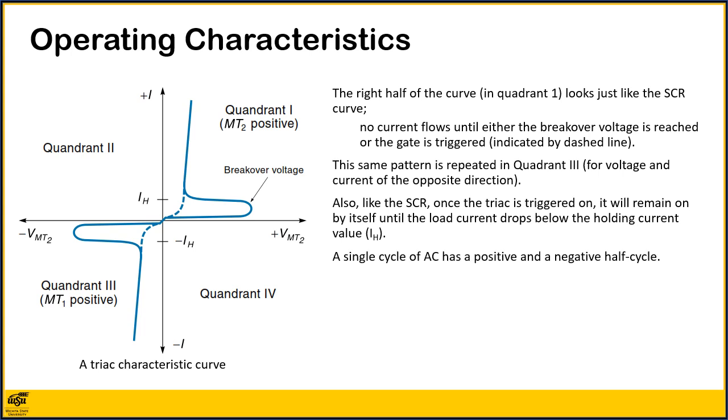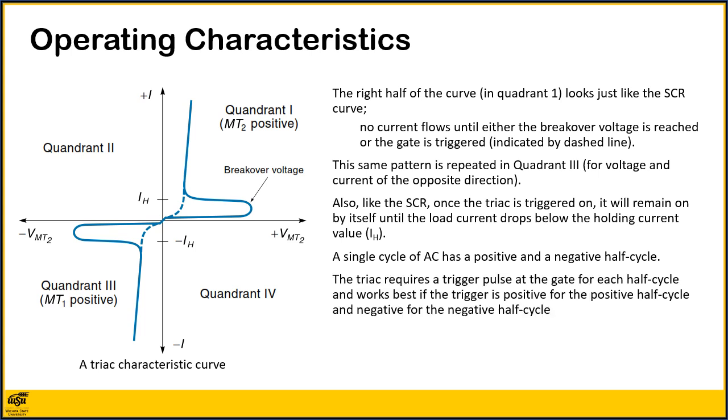A single cycle of AC has a positive and a negative half cycle. The TRIAC requires a trigger pulse at the gate for each half cycle and works best if the trigger is positive for the positive half cycle and negative for the negative half cycle, although in most cases the TRIAC will also trigger if the gate goes negative in the positive half cycle and if it goes positive in the negative half cycle. TRIACs are available in various packages, some of which can handle currents up to 50 amps, which is considerably less than the SCR.